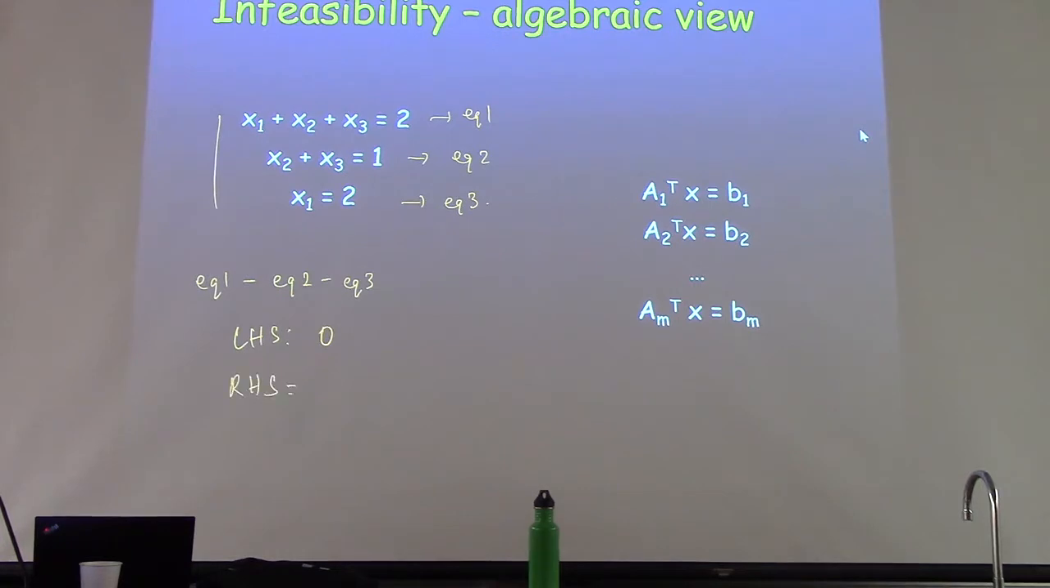While the right hand side is something, right? It's minus 1. So you could say that this is another way of proving that this set of equations is not feasible. Because you add the last two equations and subtract the sum from this, then you get 0 on the left and 1 on the right. So you've proved that 0 equals minus 1, which is false. So this is another way of arguing.